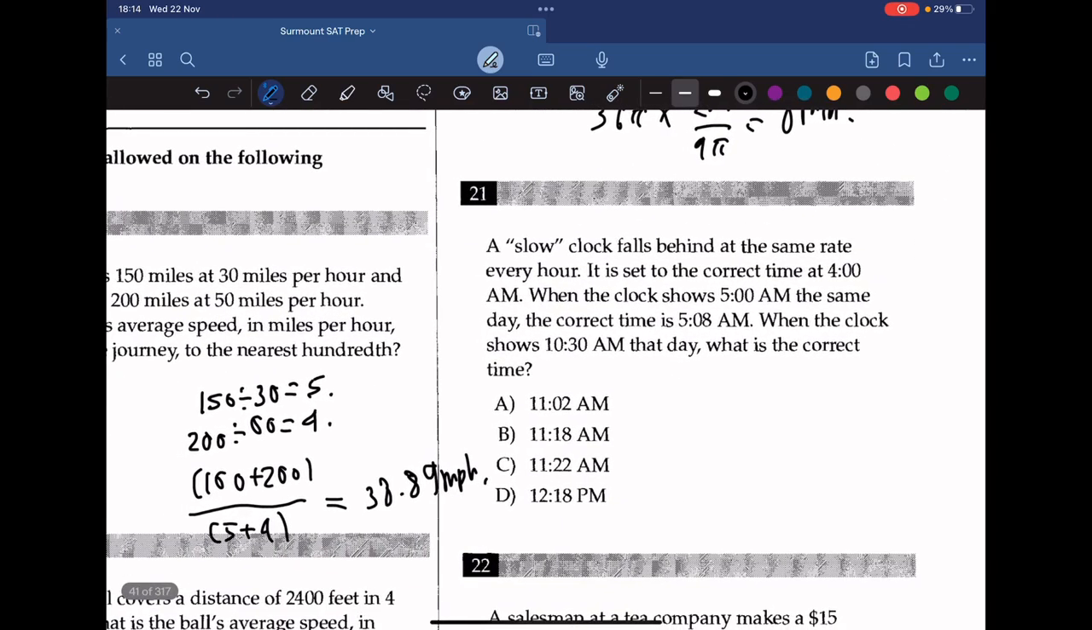A slow clock falls behind at the same rate every hour. It is set to the correct time at 4 a.m. When the clock shows 5 a.m. the same day, the correct time is 5:08. When the clock shows 10:30 that day, what is the correct time?